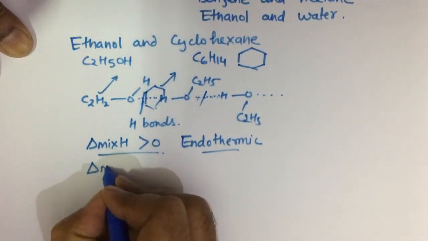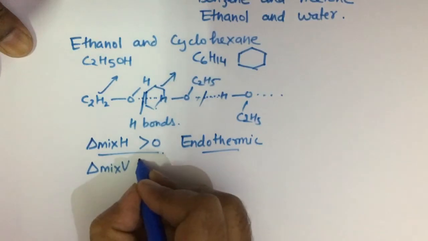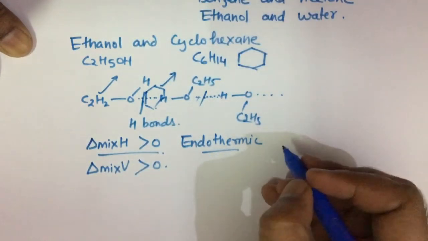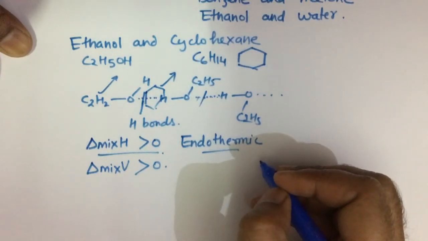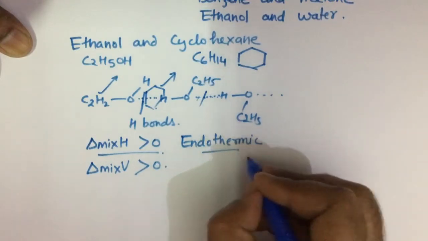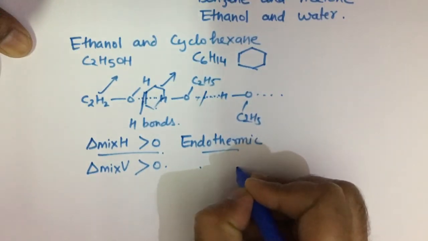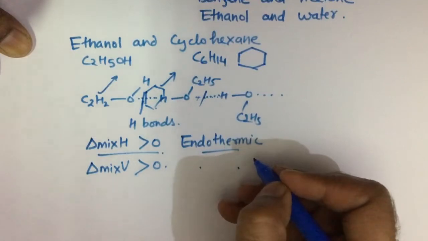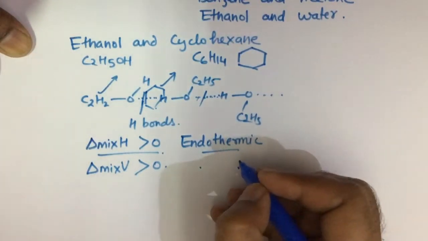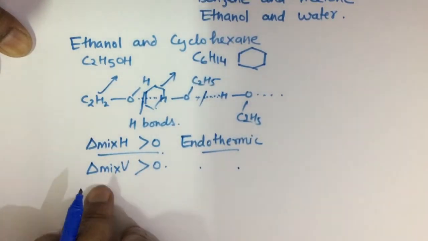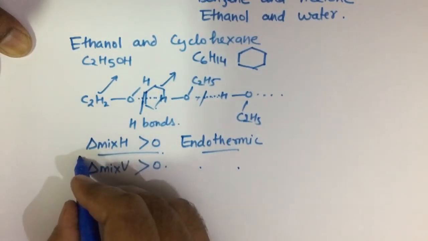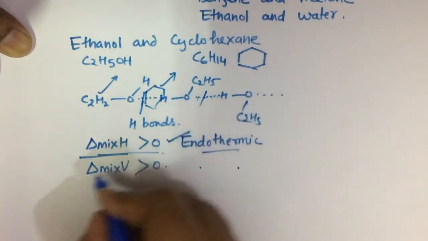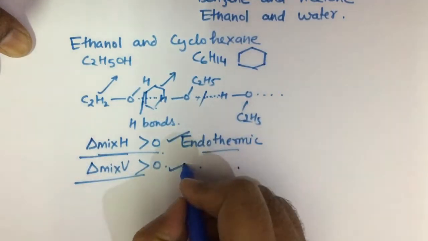Also the volume change of mixing is positive, because there is a decrease in intermolecular forces of attraction. The molecules of the solution are loosely held and the distance between the molecules is more, so there will be an increase in volume upon the mixing of two components. In case of solutions showing positive deviation, the enthalpy of mixing is positive, and the volume change of mixing is also positive.